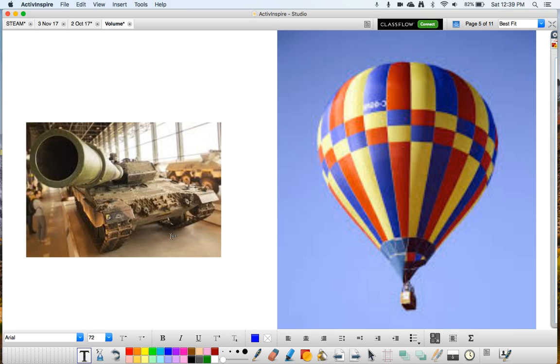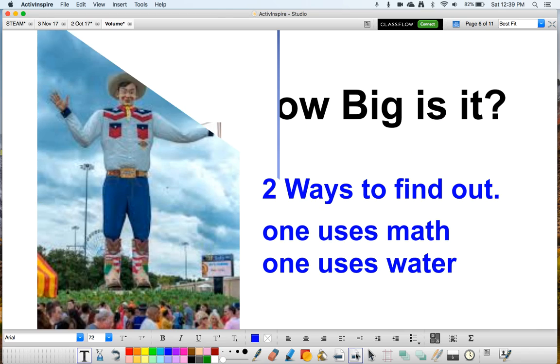If that's what you were thinking, you were a little wrong. Because it's not about weight or how much stuff is in it. It's just about size. And you could drive about 8 or 9 tanks into this balloon. Now, the balloon couldn't fly, but that's another lecture.